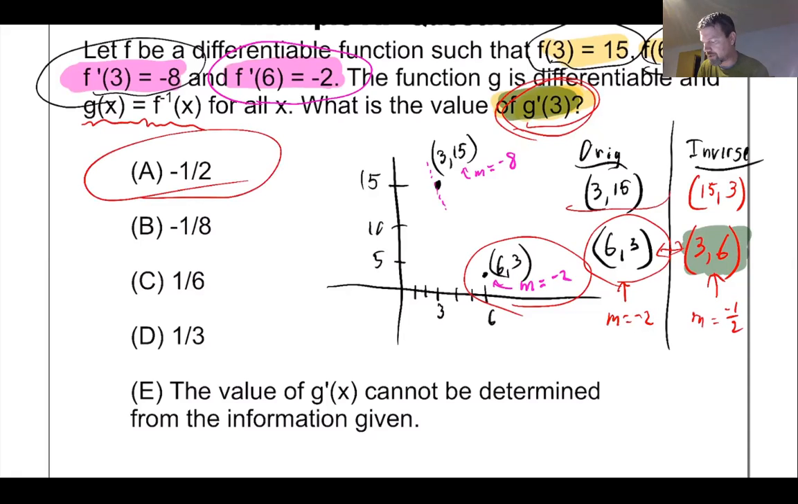I didn't need to know this point at all. But they did that because a lot of times the fact that there's a 3 there and there's a 3 there, it throws people off. So it can be nice to correlate them with the points that they would correlate to on the inverse. (3, 15) would correlate to the point (15, 3). I'm not asking for the slope at x equals 15. I'm asking for the slope at x equal to 3.